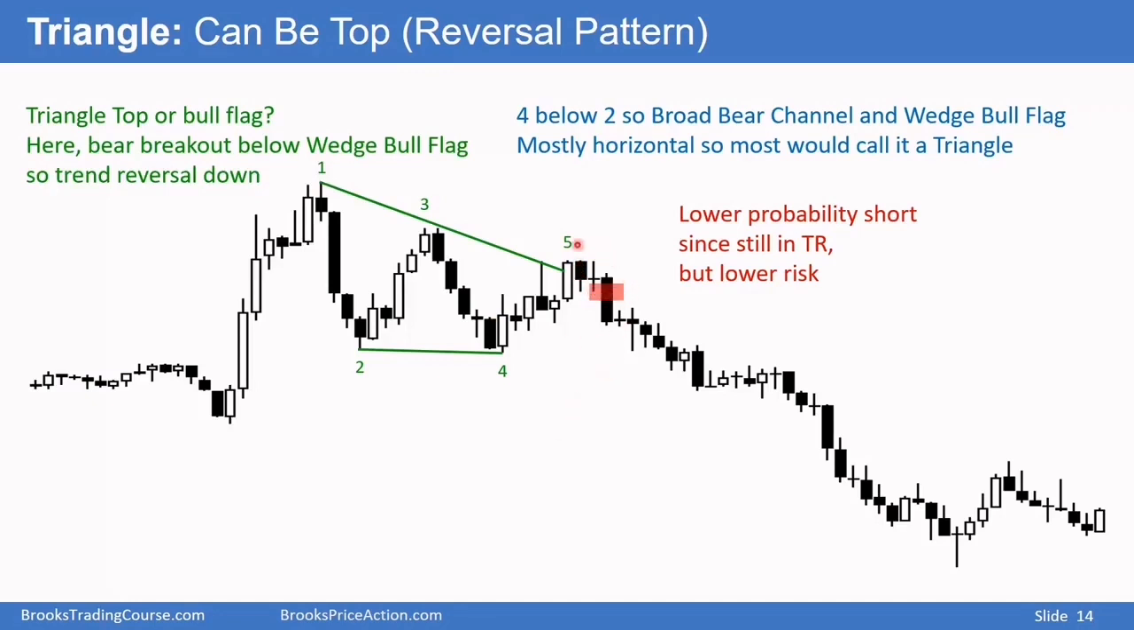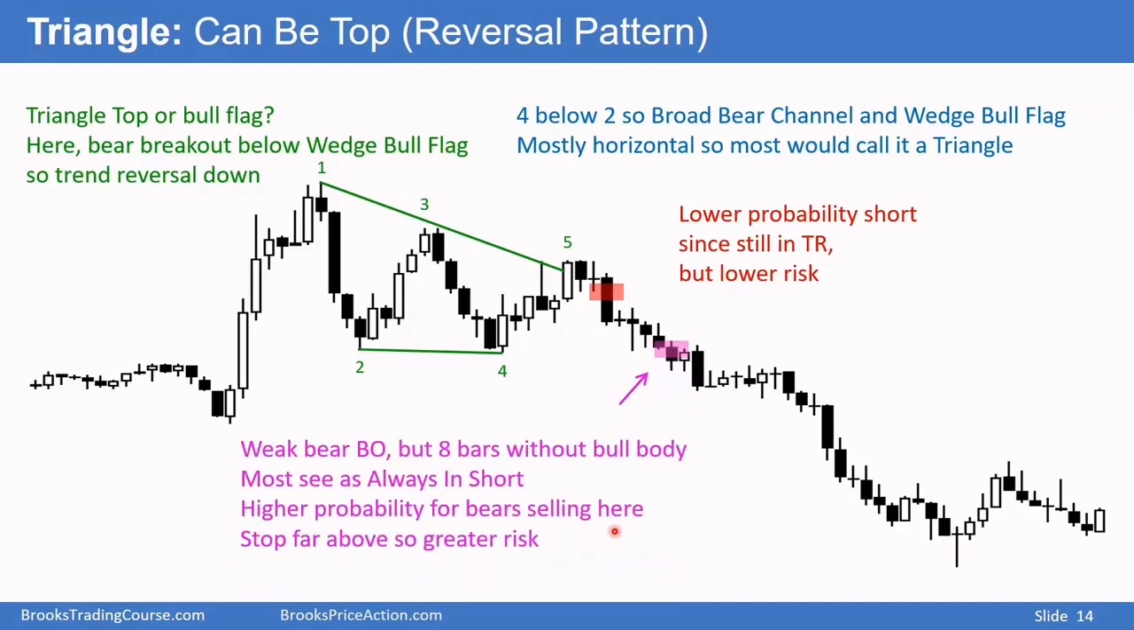It's still a low probability short because you're shorting in the middle of a triangle. However, it's a reasonable short. The risk is small, maybe to above the high of this bar or the high of that bar. The potential reward is very big. A weak bear breakout, but look at it. We have 8 consecutive bear bars without a bull body. To me, this is always in short.